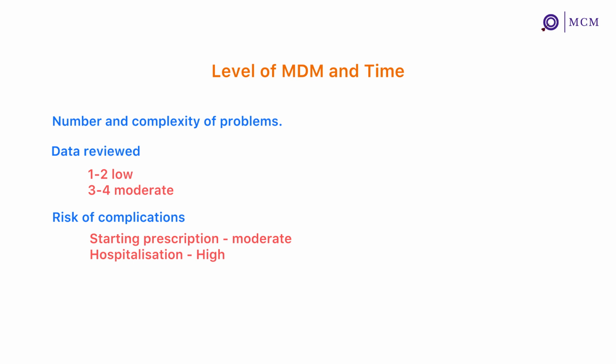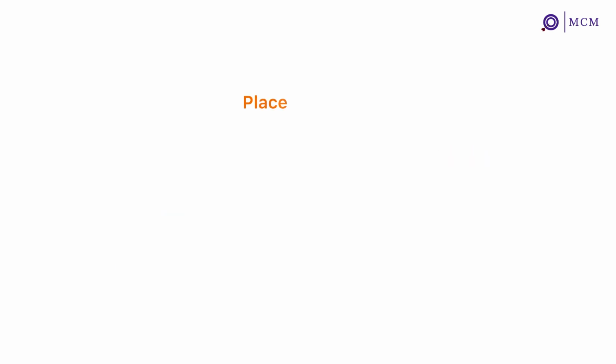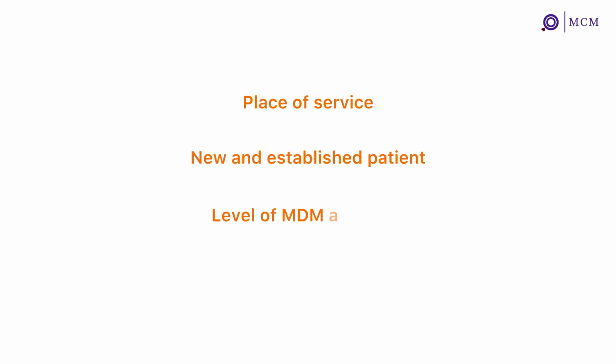Second is time. If both MDM and time are given in the question, we need to select the code based on the highest component. If MDM is higher than time, select by MDM. If time is higher than MDM, then select by the time, selecting the highest specific code. So place of service, new or established patient, MDM and time are the 3 crucial elements in E&M while selecting the code.